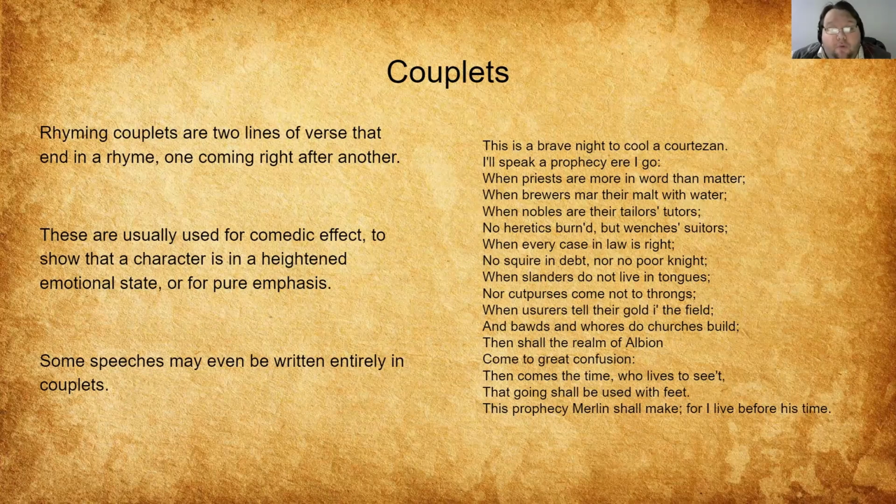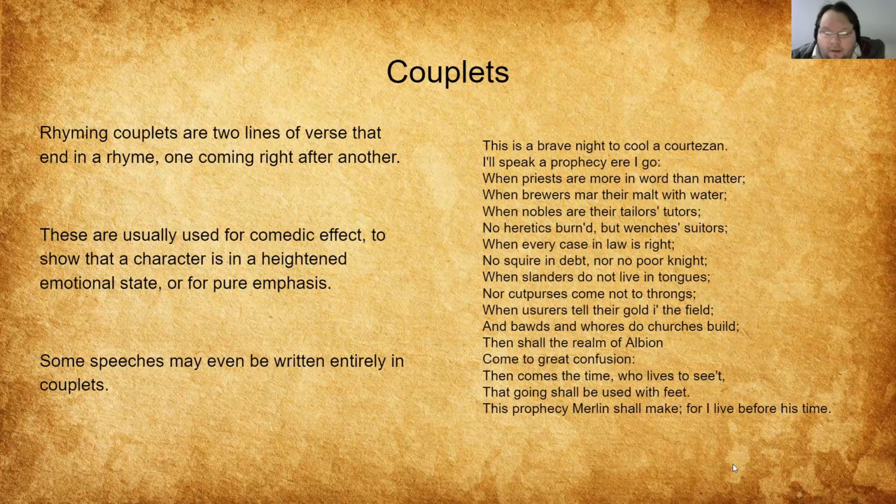When priests are more in word than matter, when brewers mar their malt with water. That's a couplet. When nobles are their tailors' tutors, no heretics burned, but wenches' suitors. Couplet. All the rest of the lines until the last one are all sets of couplets.